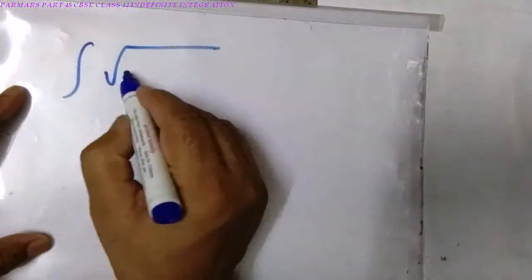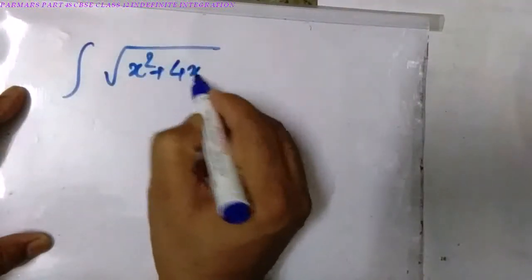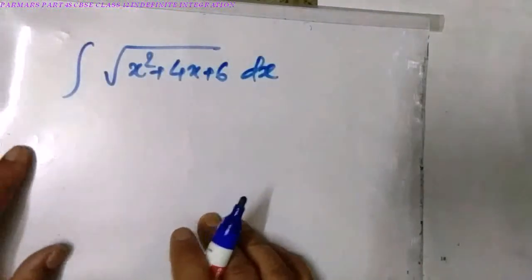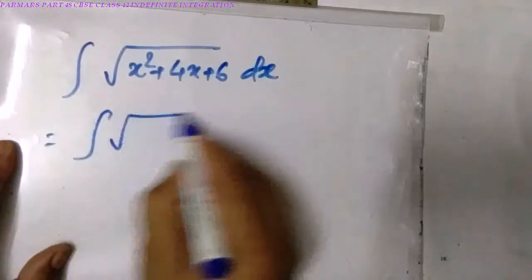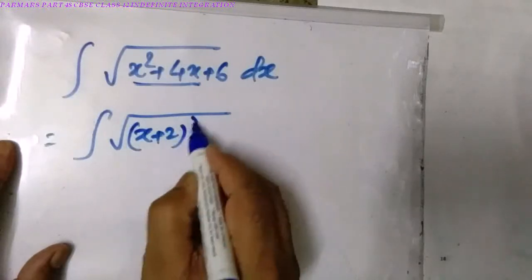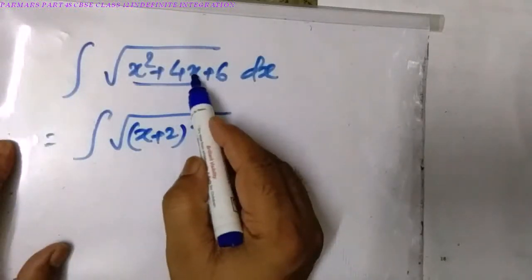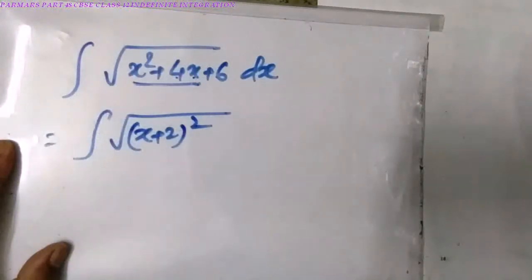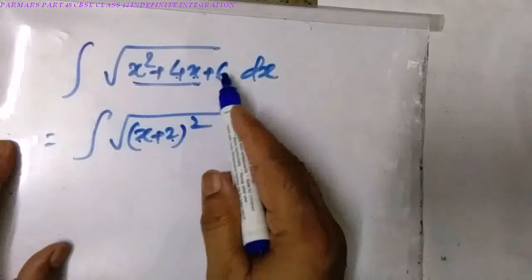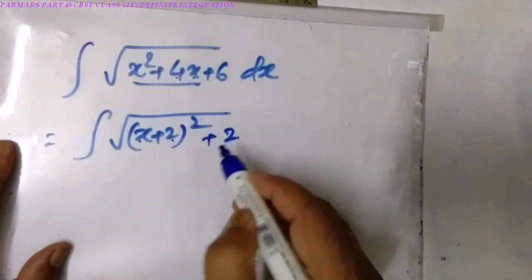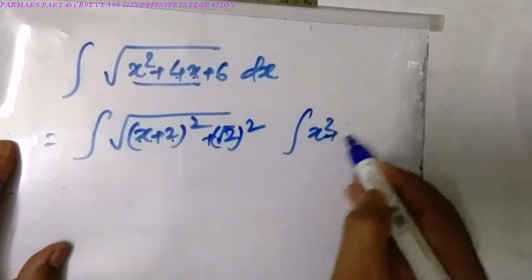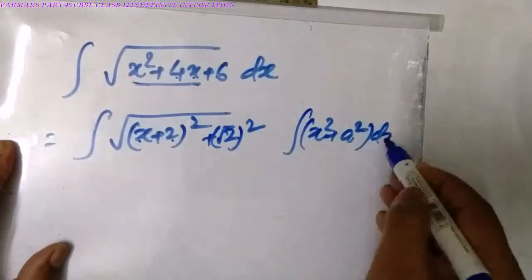Also at the same time I am going to take the supplement. What should I have to do? First, make a perfect square: x square plus 4x, x plus 2 whole square. The coefficient of x is 4, half of 4 is 2, so x plus 2 whole square. Now here we get x square plus 4x plus 4, but I have 6, so plus 2, and 2 can be written as root 2 whole square. So it is in the form of x square plus a square dx.